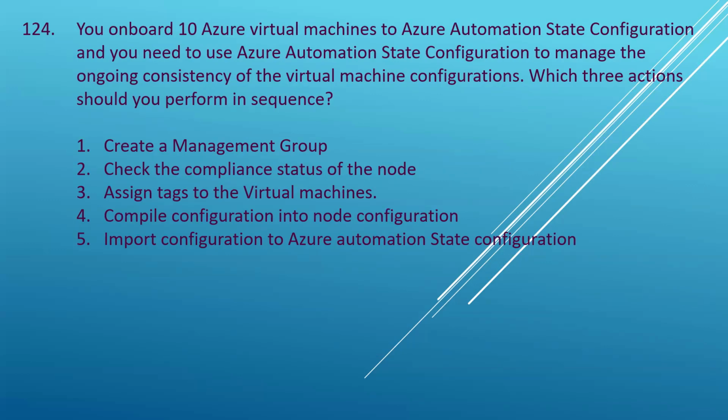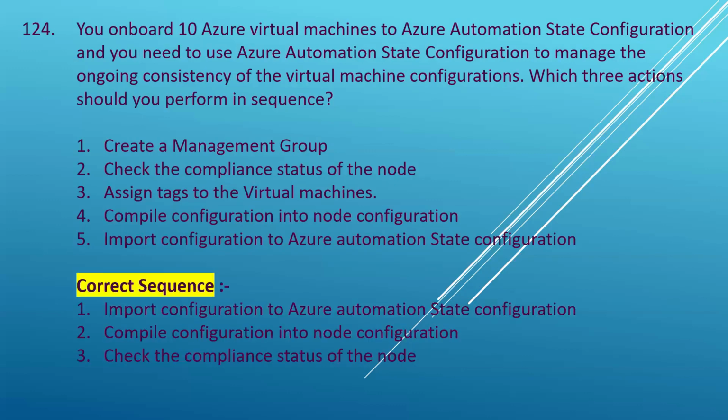Your options are create a management group, check the compliance status of the node, assign tags to the virtual machines, compile configuration into node configuration, import configuration to Azure Automation State Configuration. And the correct sequence is now on your screen. First of all, you will import configuration to Azure Automation State Configuration. Then you will compile the configuration into node configuration, and then you will check the compliance status of the node.